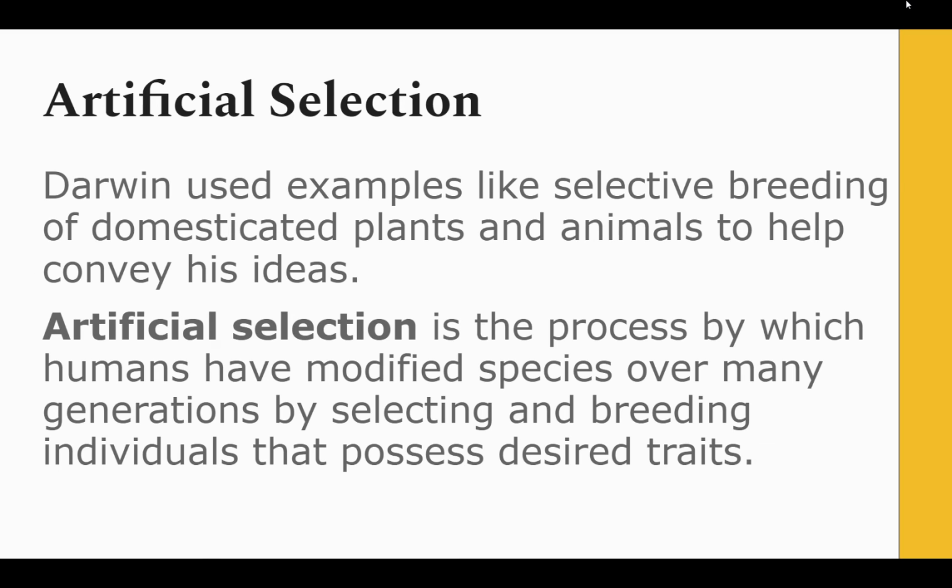Artificial selection is when humans modify species by selective breeding, taking desired traits and breeding them into populations. Dogs, for example. If we want a big, good-natured dog, we might breed a big, bad-natured dog and a medium-sized, good-natured dog and hope that the outcome is a large, good-natured dog.